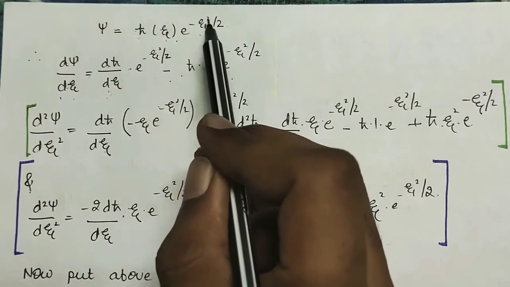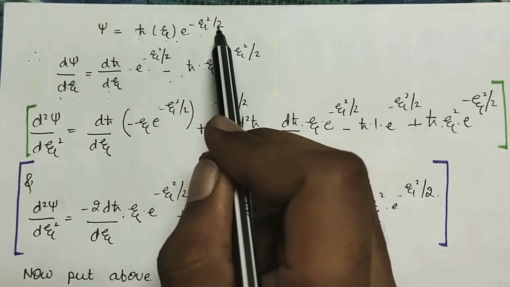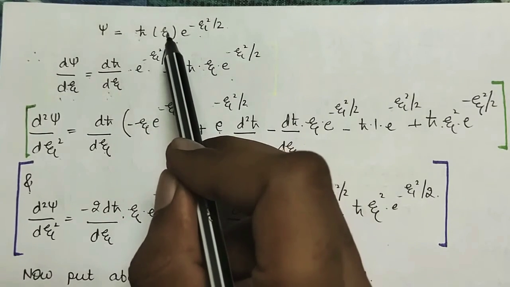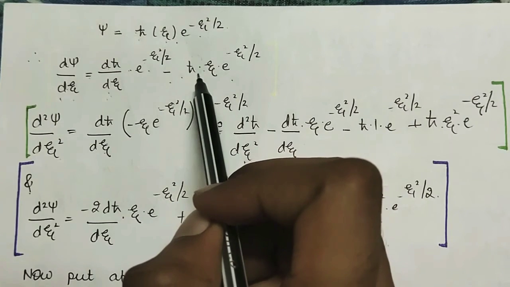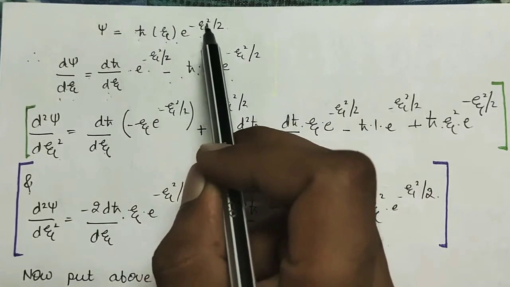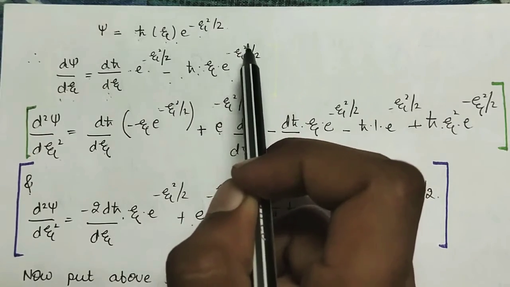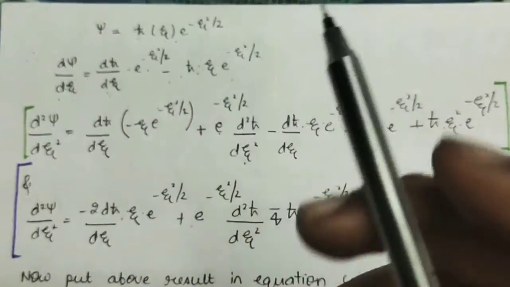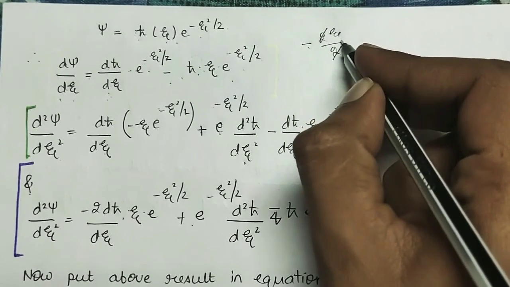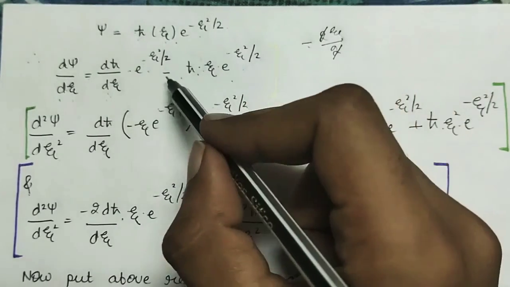So e^(−j²/2) is as it is, and for differentiating this I have to keep h as constant. Differentiating this function, we get e^(−j²/2) as it is, and on differentiating the exponent we get −2j/2. So 2 and 2 cancel, and only −j is left, which is kept here: j is here and the minus sign is here.